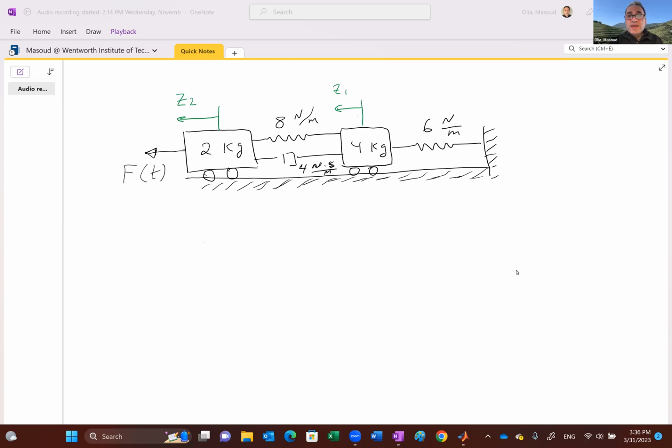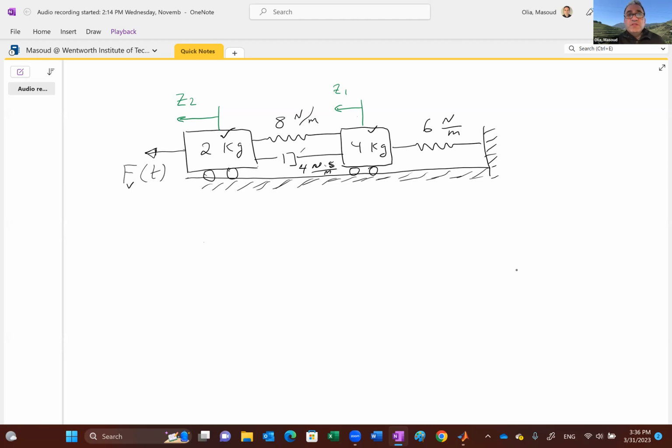Okay, so what is this problem? What we have here is a system made of two masses, as you could see, a 2 kilogram mass and a 4 kilogram mass. They are connected to linear springs and a linear damper here. And then we are applying a force, F of t, to it.